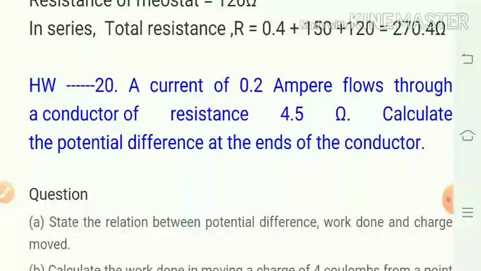270.4 ohm. Now one example for the homework: suppose a current of 0.2 ampere flows through a conductor of resistance 4.5 ohm. Calculate the potential difference at the end of the conductor. Now in this example you know that current I is 0.2 ampere, resistance R is 4.5 and you have to find out the value of V. So according to Ohm's law, V is equal to IR. You have to take the product of electric current and resistance, that is IR, 0.2 into 4.5.